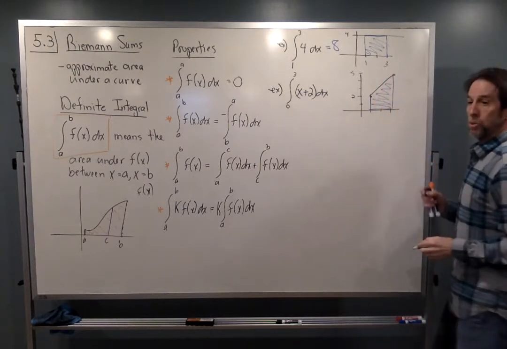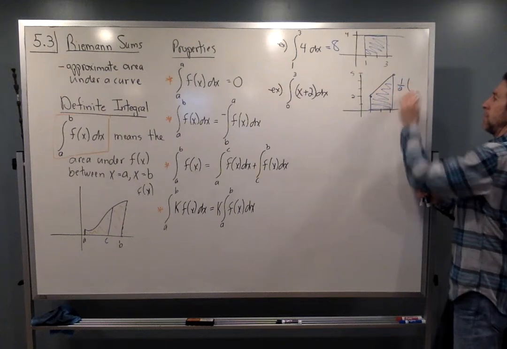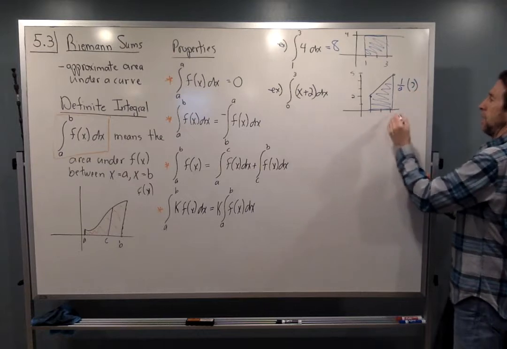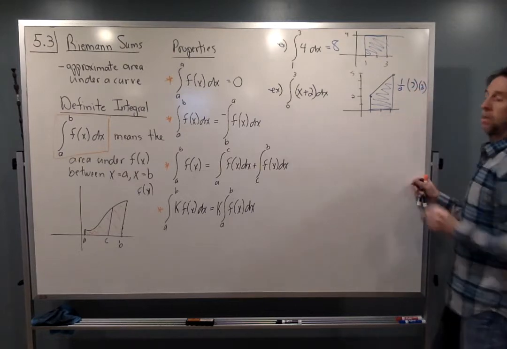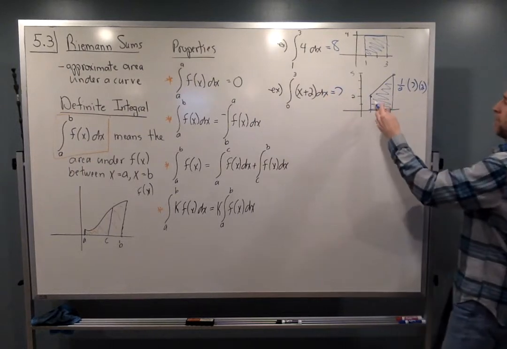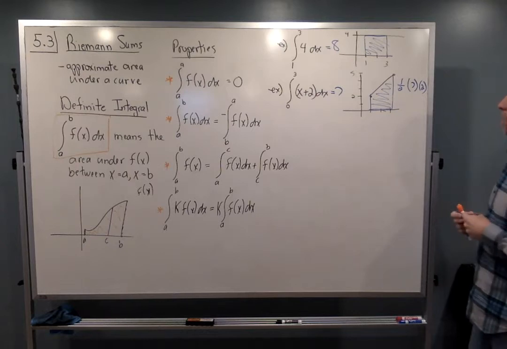Well, this is a trapezoid. The area of a trapezoid is going to be 1/2 the sum of the bases. The bases are 2 and 5, so that's 7 times the height, and the height is 2. So we're going to get 7. Now, of course, you could break this up into a rectangle and a triangle. Really, however you want to go about it's fine, not a big deal.